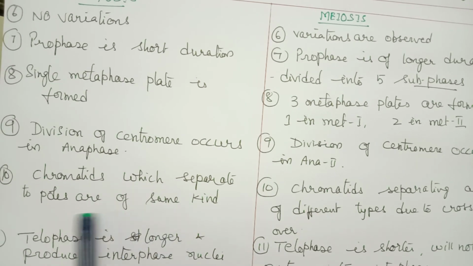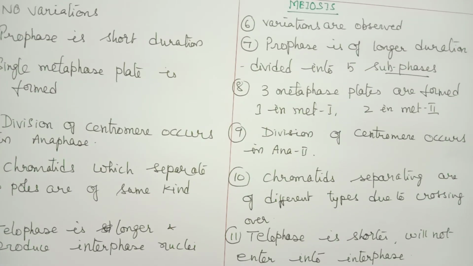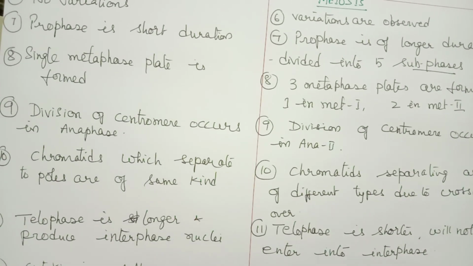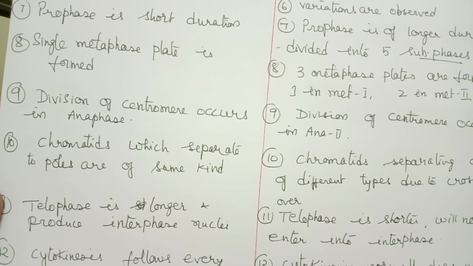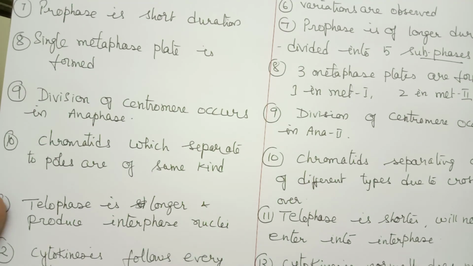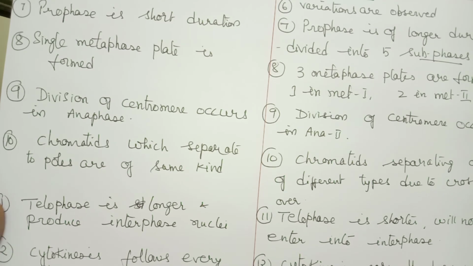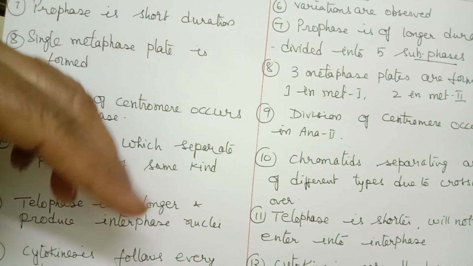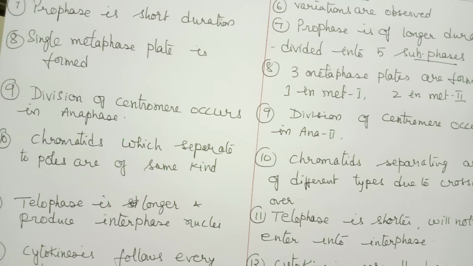Next difference, chromatids which separate to the two poles in mitosis are of the same kind. But in meiosis, chromatids which separate during anaphase 2 are of different kinds, because of crossing over. Crossing over takes place in meiosis, which is absent in mitosis. Next, telophase is much longer in mitosis and produces interphase nuclei. The meaning of this is, once telophase is completed, the nuclei may again enter into interphase. Sometimes they may not undergo cytokinesis; they may immediately enter into cell division.